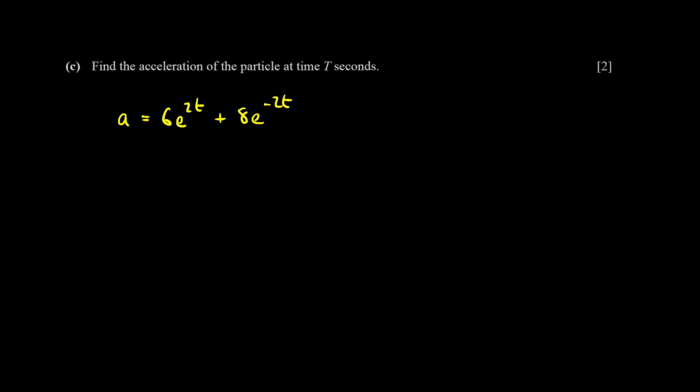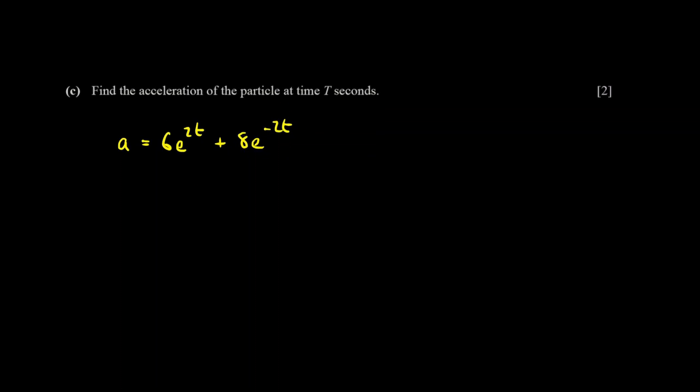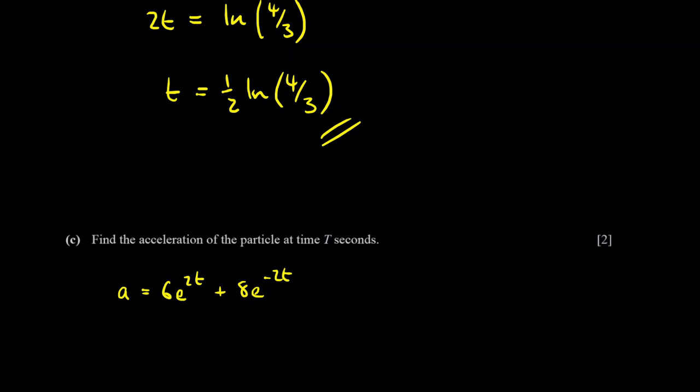Okay, so here we are in part C. We want to find the acceleration of the particle at the time t seconds. Well, earlier on in the question, we found the acceleration of the particle. That was in part A. So now what we need to do is substitute in our value for t, which was a half ln 4 upon 3.